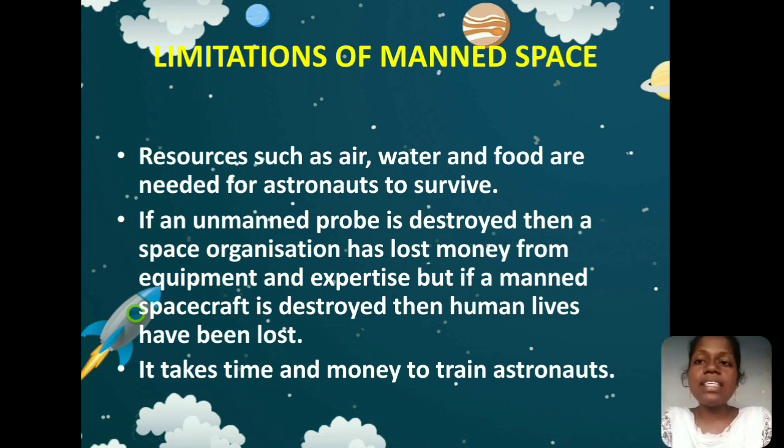So what is the limitation of manned space? Resources such as air, water and food are needed for the astronauts to survive. If an unmanned probe is destroyed, then the space organization has lost money from equipment. But if a manned spacecraft is destroyed, then human lives can be lost. If we send a man and unfortunately they land too late or crash, they lose their life, isn't it? It is also time and money consuming.